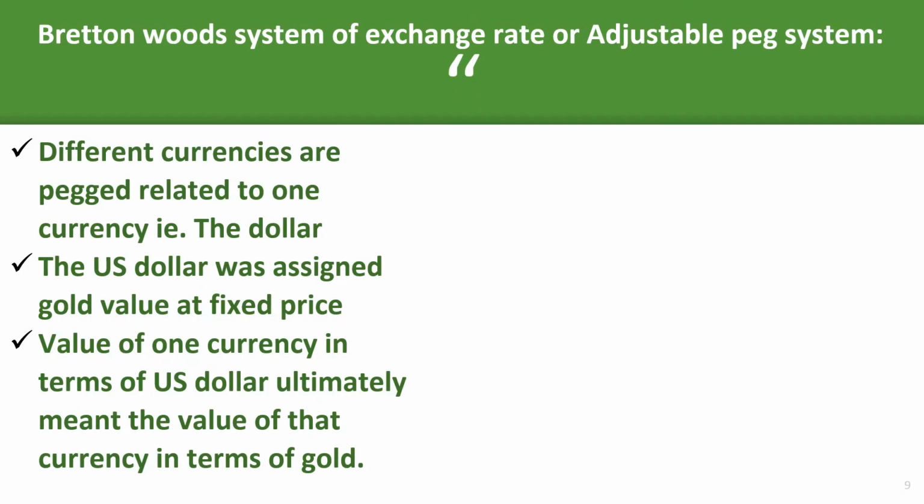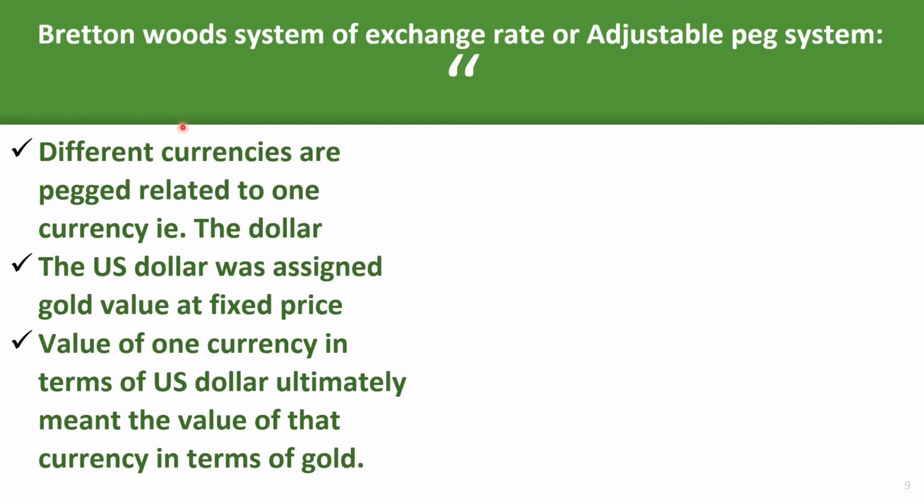Let us now move on to study the Bretton Woods system of exchange rate, also known as the adjustable peg system. Well, way back in July 1944, 730 delegates from 44 countries met at a place called Bretton Woods in New Hampshire, US, to discuss a new system of exchange rate and they named it the Bretton Woods system of exchange rate.